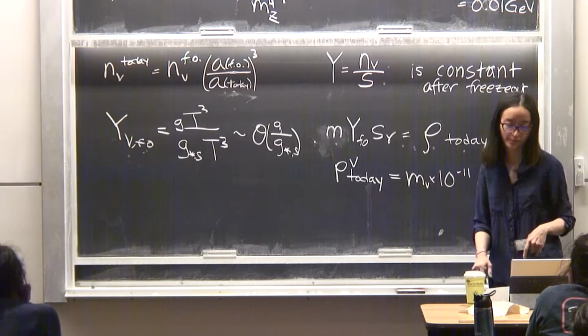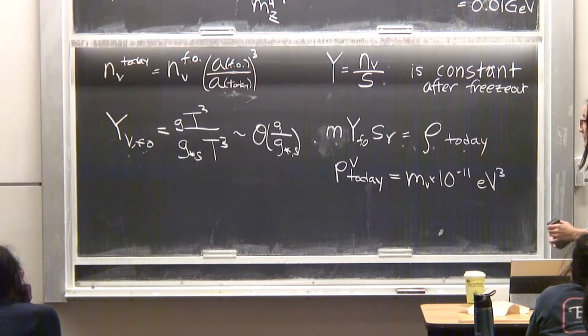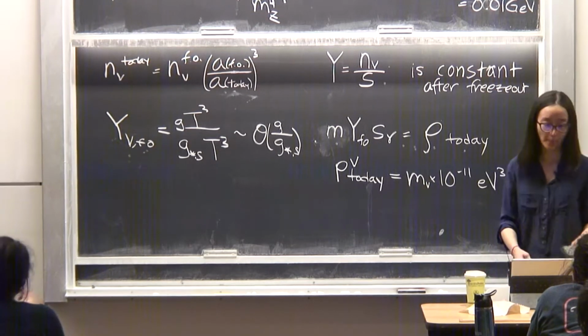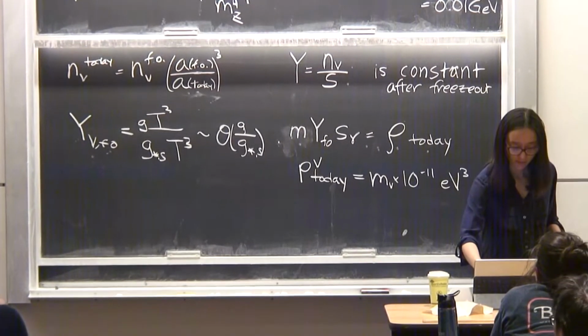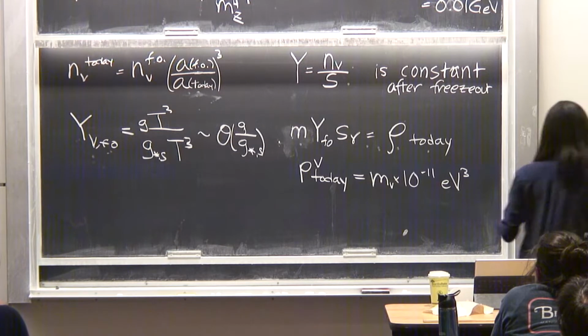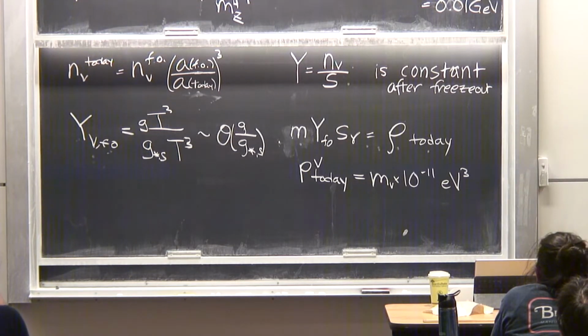Do that calculation separately for each flavor of neutrino that had a different mass? Yeah, so you would sum up all the masses here. Okay, so that's the lesson from freeze-out of a relativistic species.